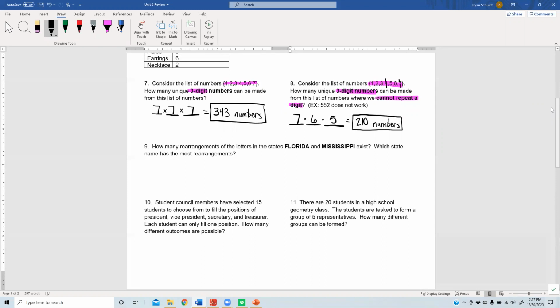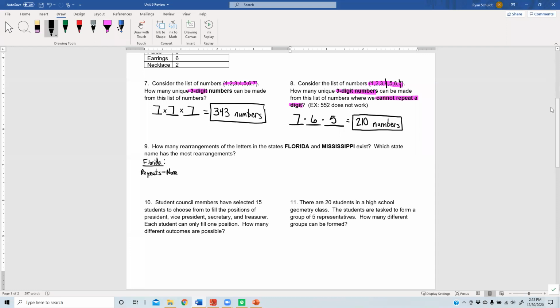Number 9. How many arrangements of the letters in the states Florida and Mississippi exist? Which state has the most rearrangements? Well, we've got to break this up into our 2 states. Let's first focus on Florida. Now look at Florida. One thing we need to look for is repeats. Does Florida have any repeats? No. Okay, we don't have any repeats.